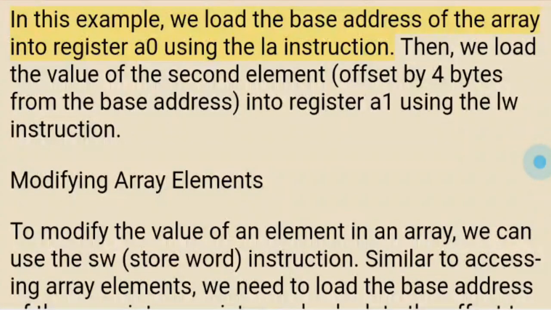In this example, we load the base address of the array into register a0 using the la instruction. Then, we load the value of the second element, offset by 4 bytes from the base address, into register a1 using the lw instruction.